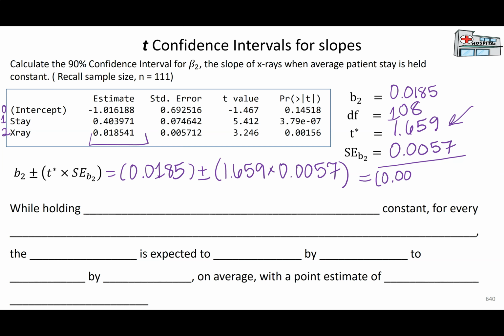0.0090 to 0.0280, if I'm rounding here. So remember, we were doing this confidence interval for beta 2, the slope associated with the number of x-rays, when we hold the average patient stay constant. So while holding average patient stay constant.